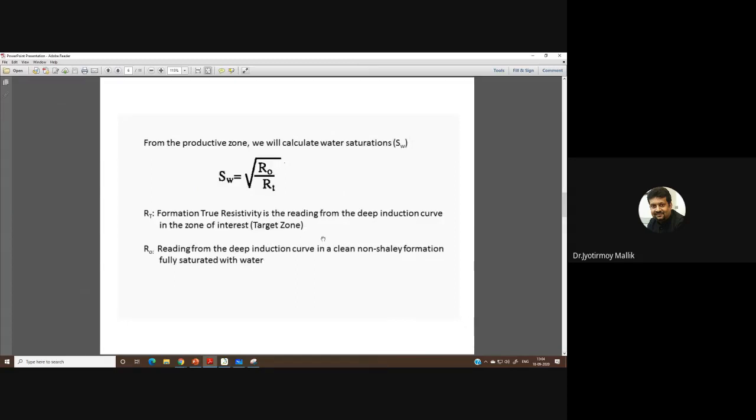Now, from the resistivity curve, like from the gamma ray curve where we could calculate the net to gross, similarly, from the resistivity curve, we can calculate hydrocarbon saturation. The formula for calculating water saturation is the square root of Ro by Rt, where Rt represents the true formation resistivity, the reading from the deep induction curve in the zone of interest. We'll explain what it is. And Ro is the reading of the deep induction curve in the clean, non-shaly formation, fully saturated with water. So, moral of the story: Rt is essentially the resistivity in the hydrocarbon zone, and Ro is the resistivity reading in the water zone. Okay, so if I do an exercise, it will be clearer.